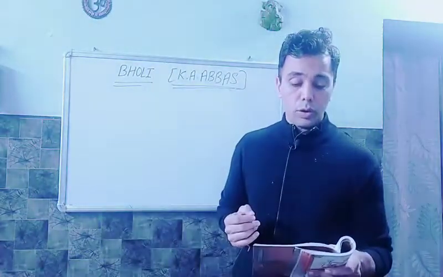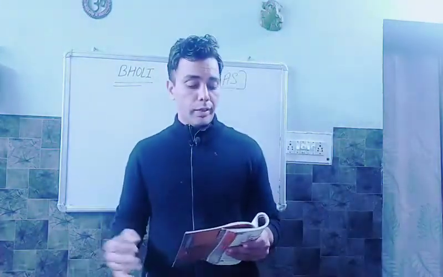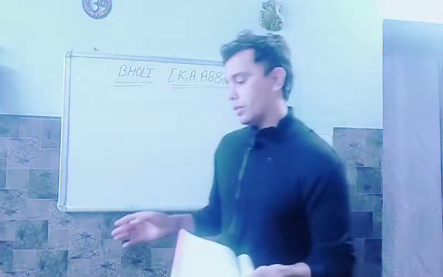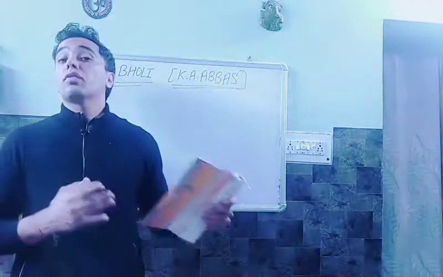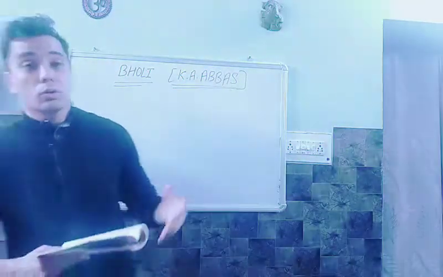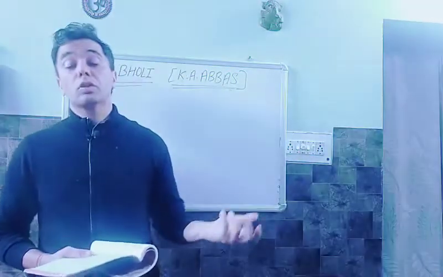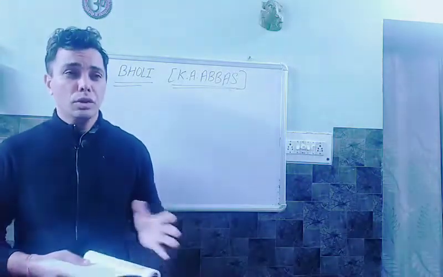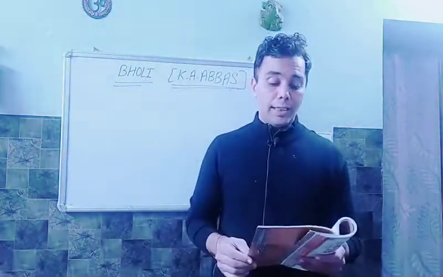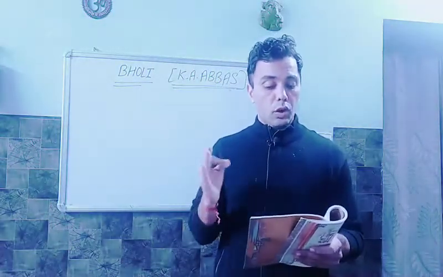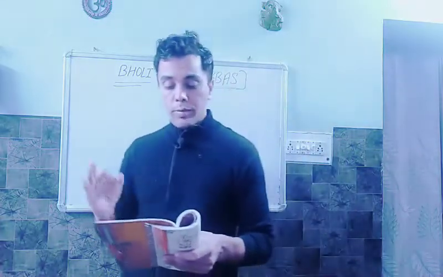Bholi did not know what exactly a school was like and what happened there. She was 7 years old, and in that village and in her family, girls did not go to school, so she also didn't go. So she had no idea what a school was like and what happened there, wahan pe kya hota hai. But she was glad to find so many girls almost of her own age present there.